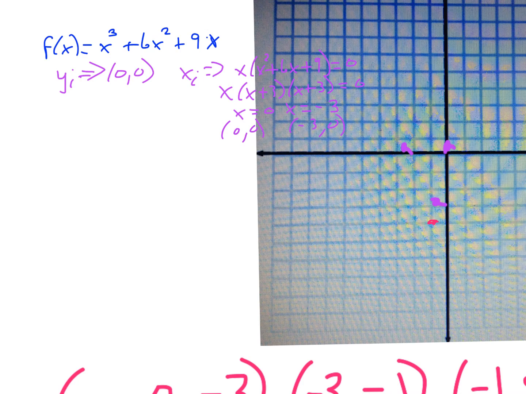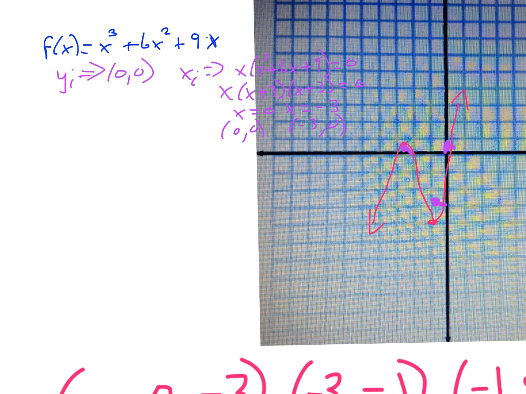Okay. So we know that we are increasing until we get to the first critical point, and then we know that we are decreasing until we get to the next critical point, and that after that we're increasing, and also we're going to go through that intercept at 0, 0. And so we have a good idea of the shape of the graph now from the max-min points.